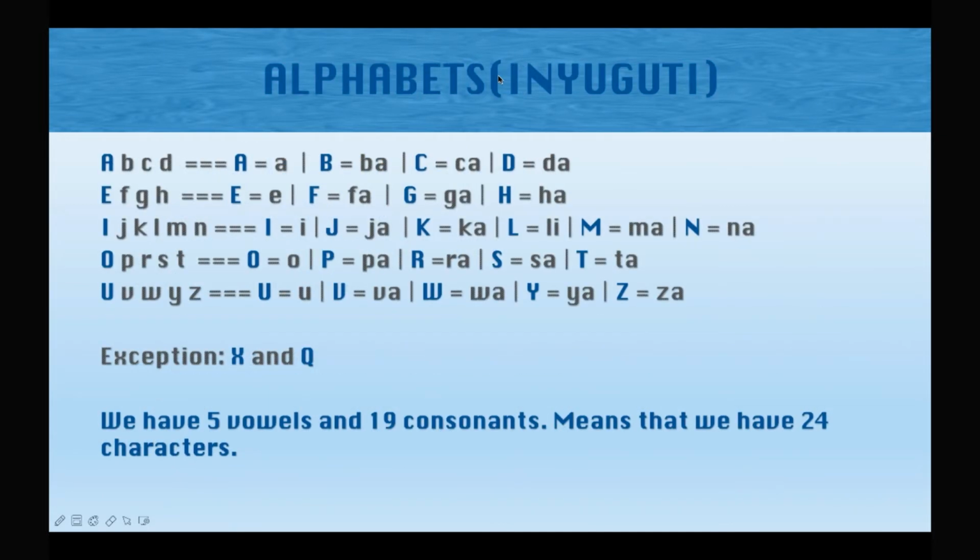Okay. First, let's look at alphabets. In Rwanda, we have 24 characters. You can see I put them in order. These are vowels, 5 vowels, and 19 consonants. Vowels are A, E, I, O, U. You understand? You don't pronounce them like English. In English, you say A, E, I, O, U. No. In Kinyarwanda, you say them differently.